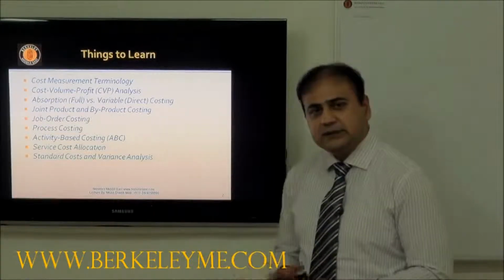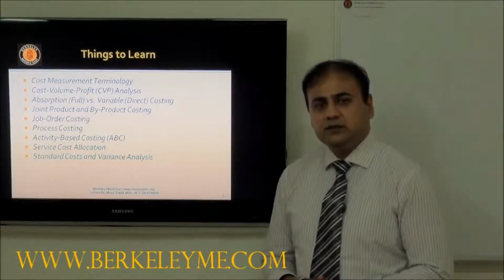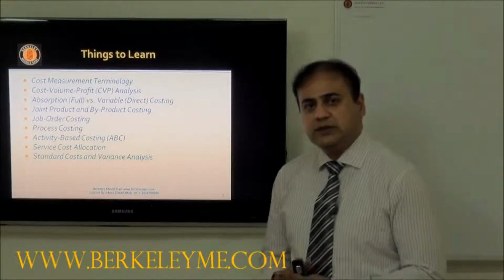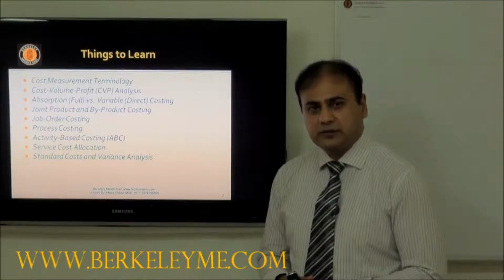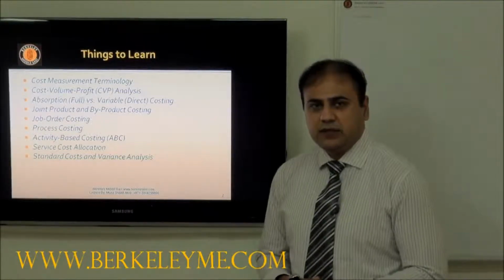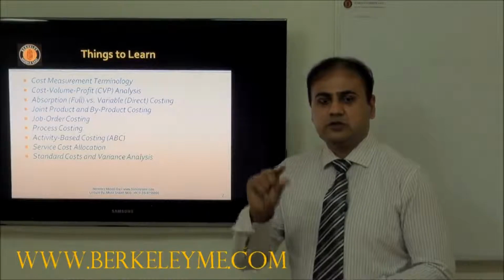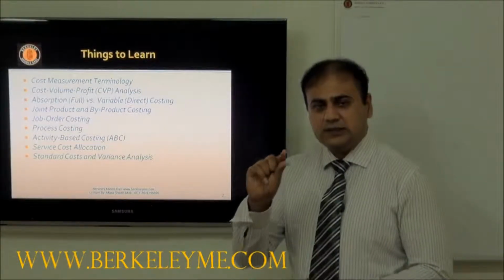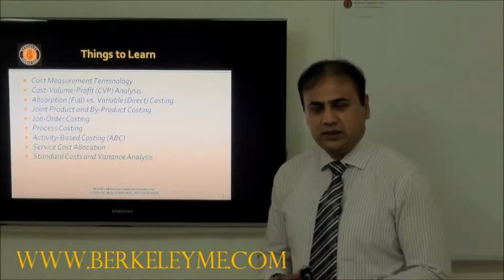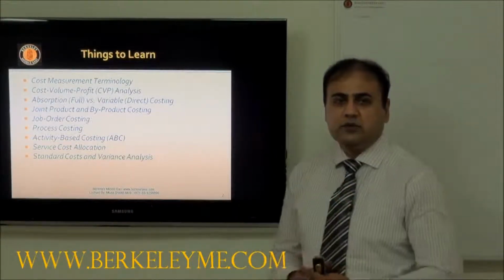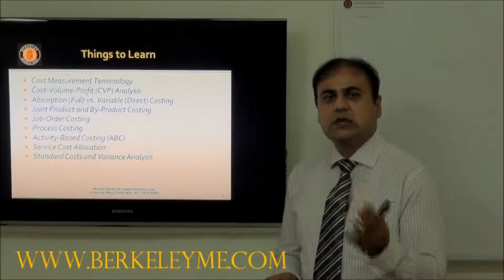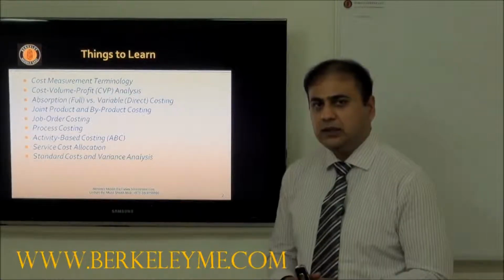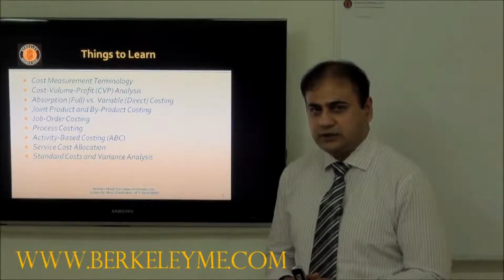Then we are going to discuss absorption costing, which is another name for total costing, and we will see marginal or variable costing. Variable costing will consider as product cost only direct material, labor and manufacturing cost. While in absorption costing we have to take the product cost and add the period cost as well, which I will explain in detail in the later portion of this discussion.